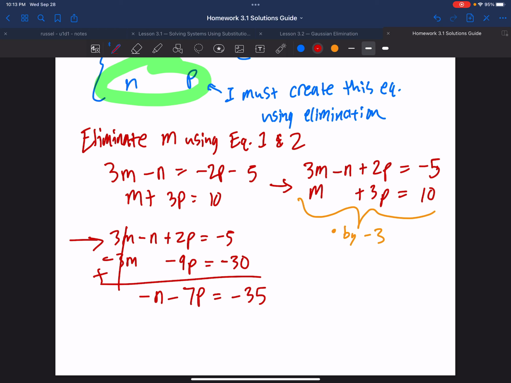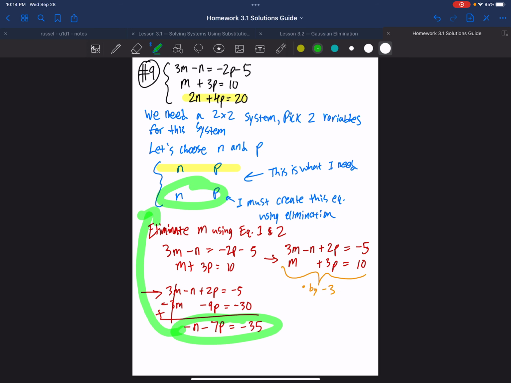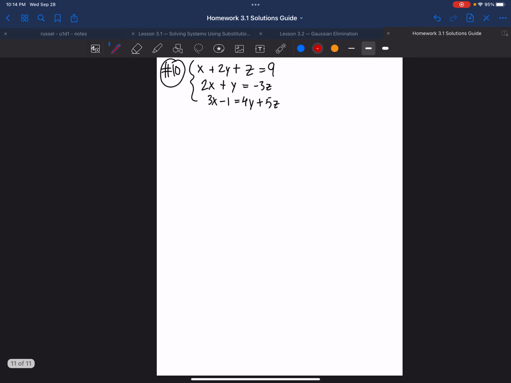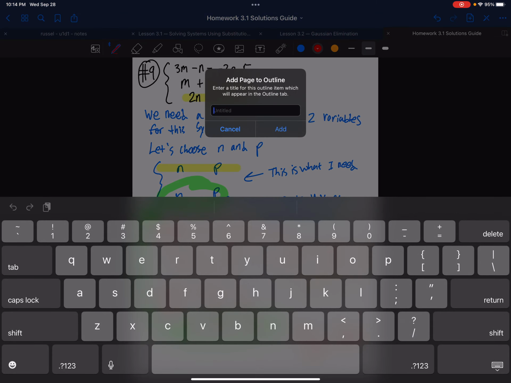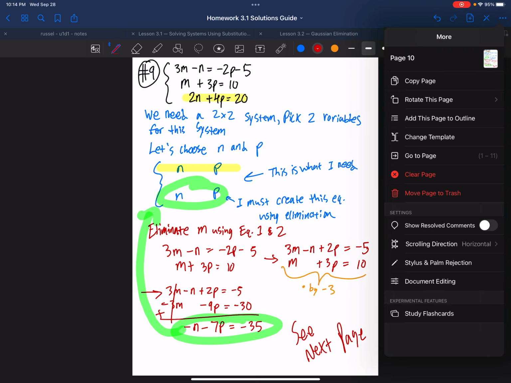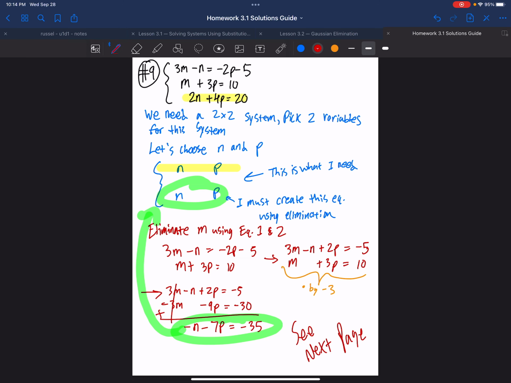So this equation goes up there. That's what you want. All right? That equation goes up there. So I'm going to say, see next page. What does your 2x2 system look like? Well, oops, let's add a page. Add. Okay, cool. So I need my 2x2.